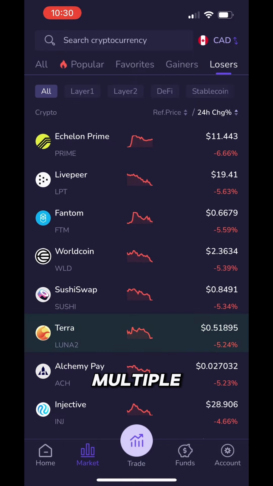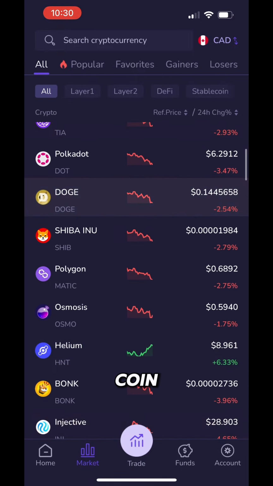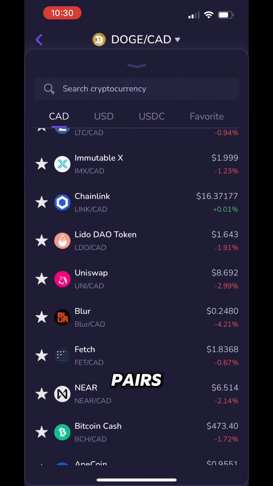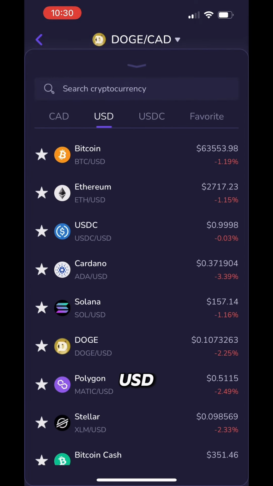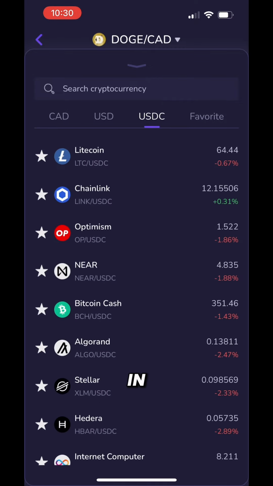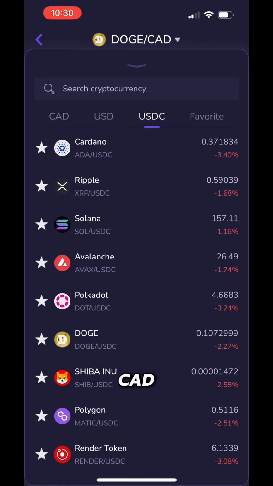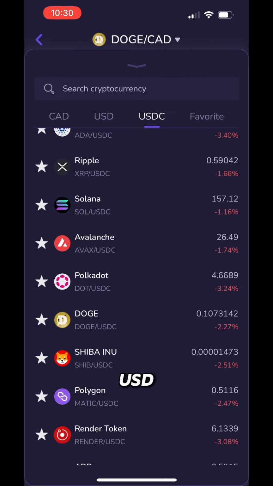To see which coins have multiple trading pairs, click on a coin and then click the coin at the top. From there, you can see the many coins that have trading pairs related to CAD, USD, and USDC. Keep in mind that not every coin has the same trading pairs. Majority of them are paired with CAD, while only a select few are with USD.